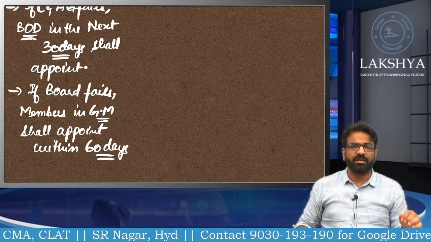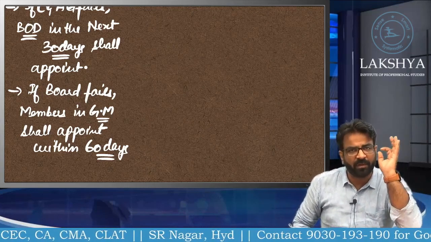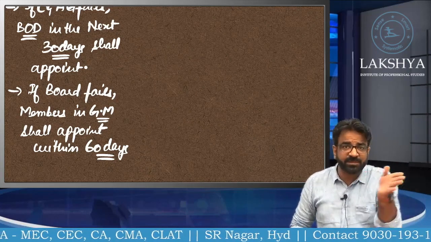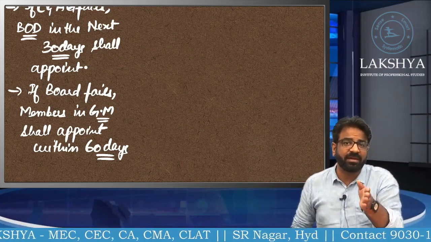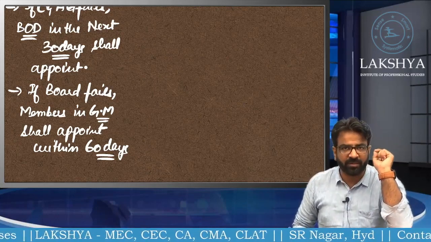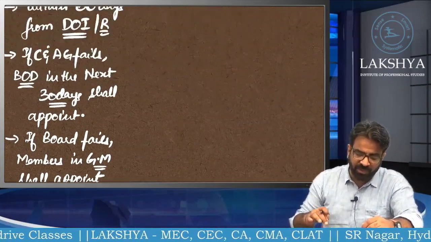So first of all, tell me, what is the section we are doing? 139, which talks about appointment of an auditor in which company? Government company. In the government company, which subsection are we doing? Section number 139, subsection 7, which talks about which auditor? First auditor. Are you getting the point? And the first auditor of which company?